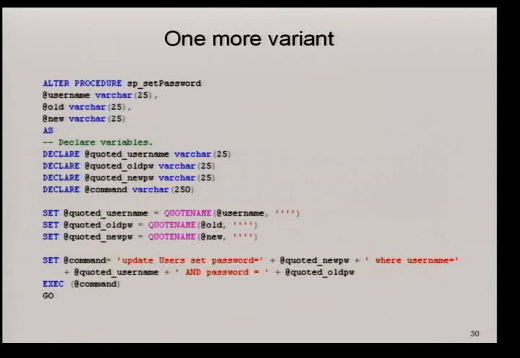Let's take a look at one more variant of the same problem. I have the same code, just like before. I have sp_set_password, which takes 3 arguments. But here, the only difference is I have 3 more local variables, which are quoted_username varchar(25), quoted_old_password varchar(25), and quoted_new_password. Here, I have enough buffer in my command variable. What I'm doing is storing the return value from quote name in these new variables. This is one more variant of the same problem that I've seen. But you have enough buffer here in the command variable.